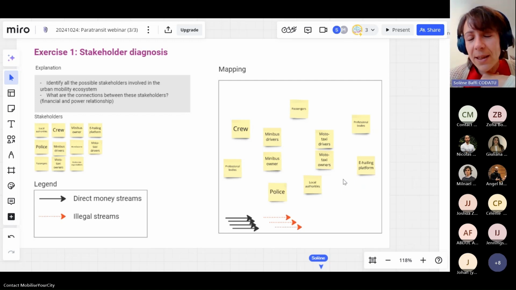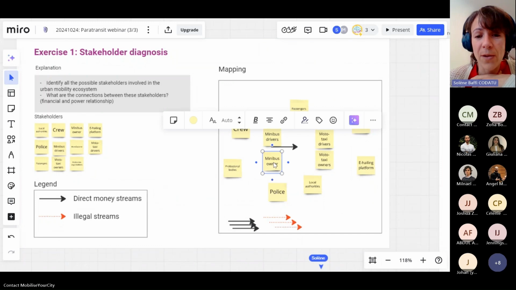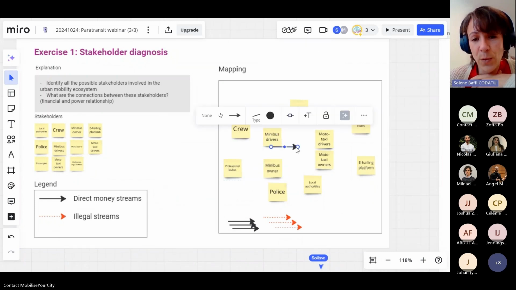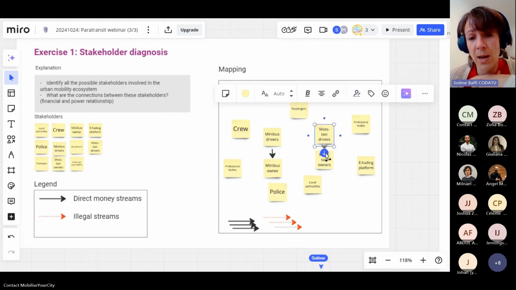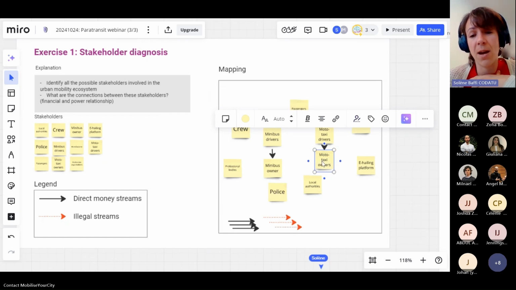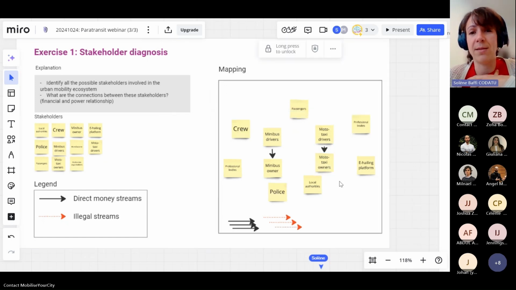But for instance, my guess would be that in the case of the drivers and the owners, the drivers are often asked to pay daily rent to the owner, meaning the money stream would be pointing from the driver towards the owner of the vehicle. And that would probably apply to both transport modes, meaning the minibuses and the motor taxis.